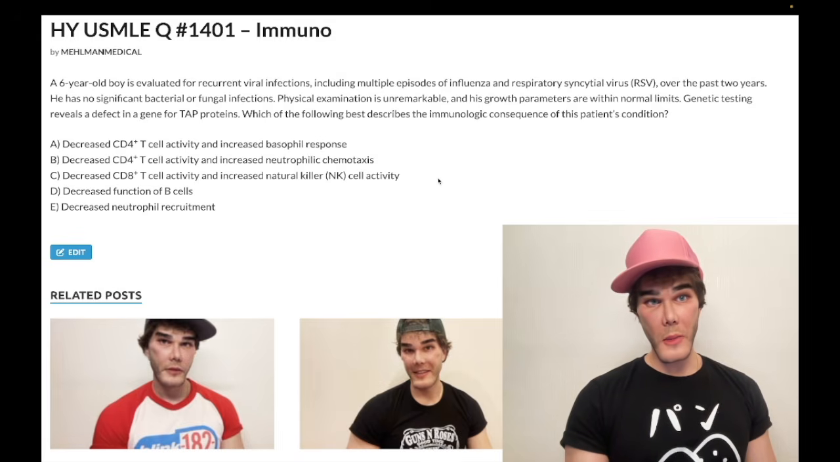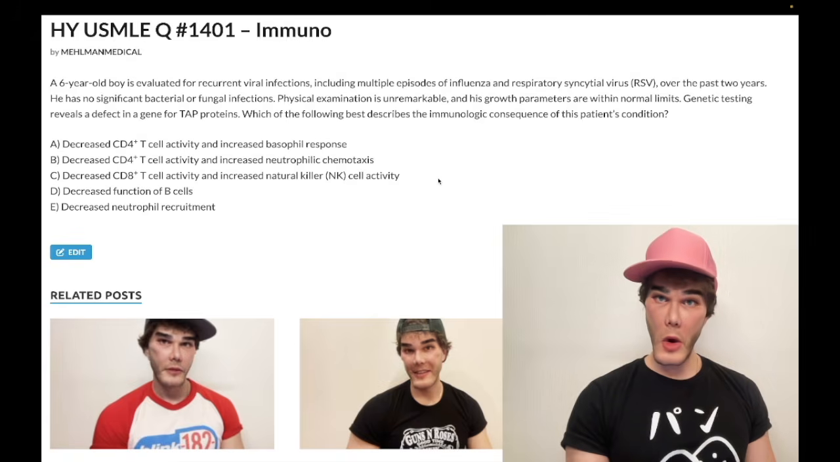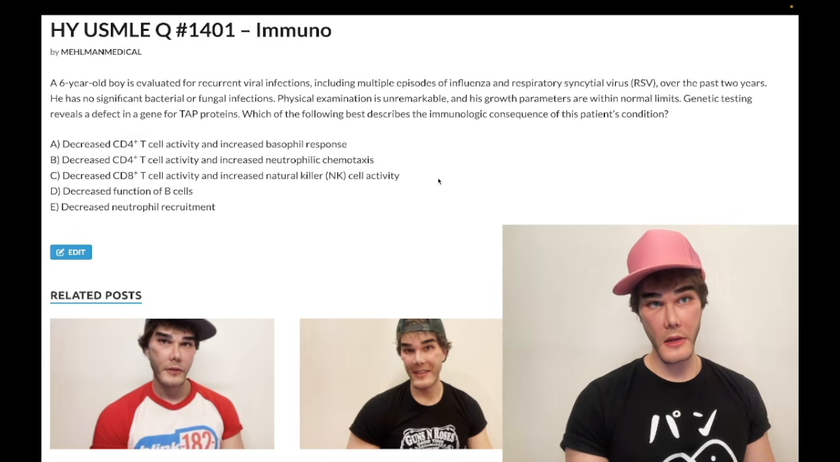They can also be creative. There's a drug called bortezomib, which is a proteasome inhibitor used for multiple myeloma. If you knock that out, you're going to do the same thing. You're going to increase NK cell activity. You're going to decrease CD8 plus T cell activity.